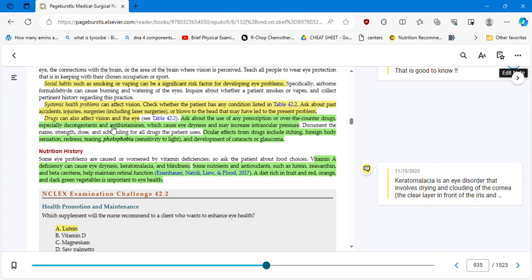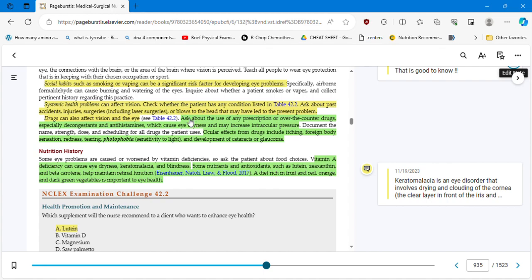Drugs can also affect vision and the eye. We spoke about the drugs. Ask about the use of any prescription or over-the-counter drugs, decongestants, antihistamines, assess for eye dryness, and let them know that this may increase intraocular pressure. Ocular effects from drugs include itching, foreign body sensation, redness, tearing, photophobia, and development of cataracts and glaucoma. Eye dryness, okay.